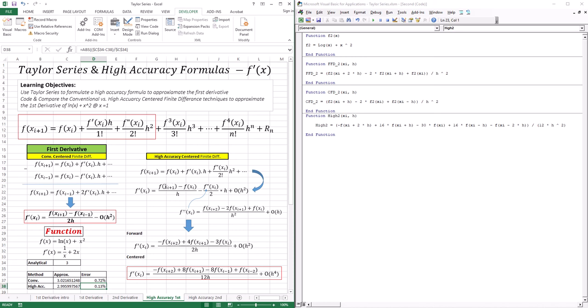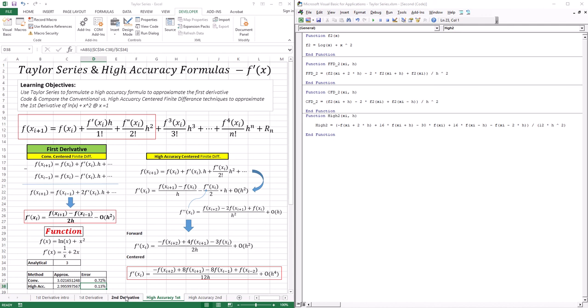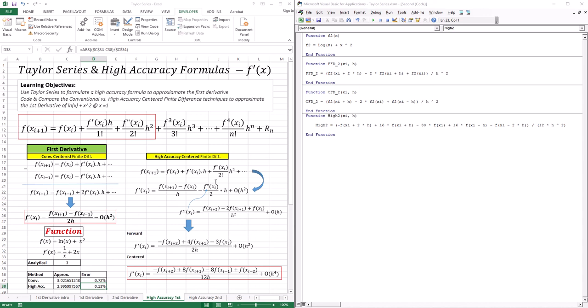But you can see that this is defined in terms of f of xi plus 1, f of xi, and also the second derivative. So the question here is, can I replace this second derivative with something that is only defined in terms of the function? And the answer is yes, because we actually formulated this in the last lesson. So for the forward finite difference, we got this expression for the second derivative. So I'm going to take this expression and plug it in here. And we're then going to get this expression for the forward finite difference.